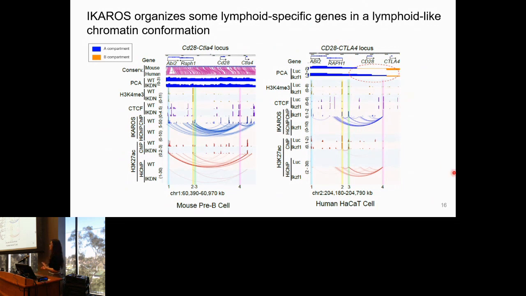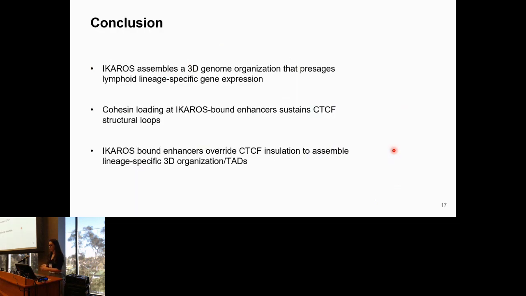And this confirms that Icarus has the ability to promote interactions with distal enhancers and promoters, and also to confer a euchromatin location to the regions that have induced loops. In conclusion, here I show how Icarus assembles a 3D genome organization that presages lymphoid lineage gene expression, and cohesin loading at Icarus-bound enhancers sustains the CTCF structural loops, and the enhancers that have Icarus bound have the ability to override CTCF insulation to assemble lineage-specific 3D organization.